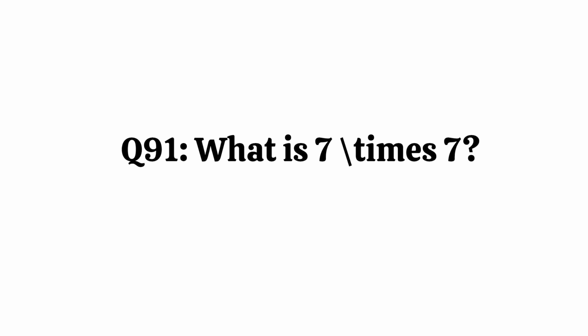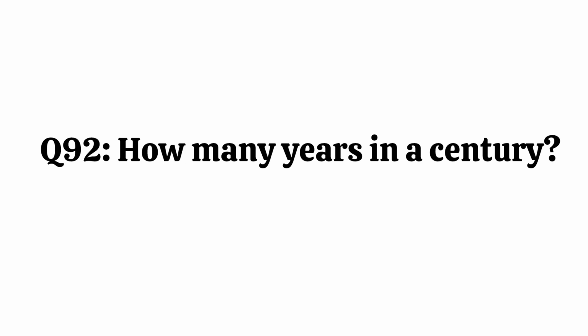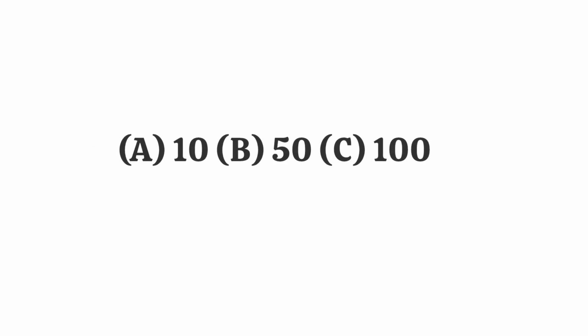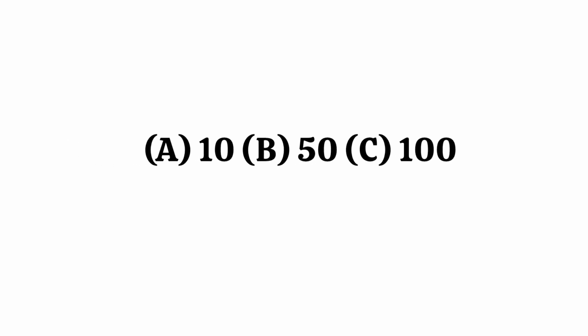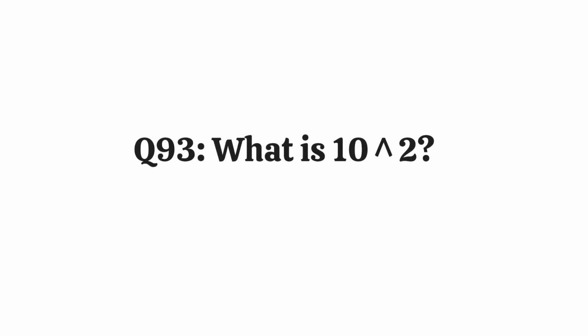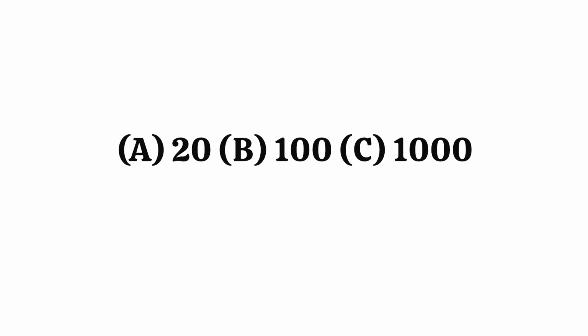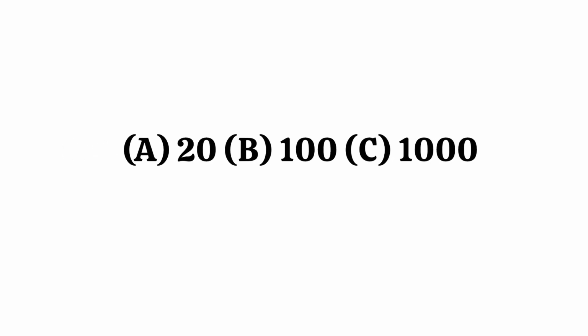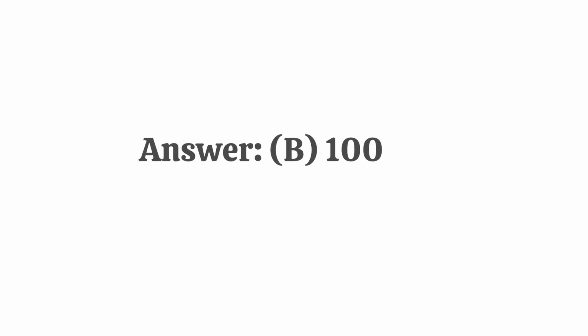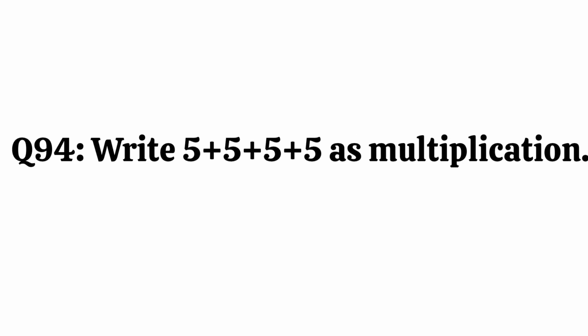Q91. What is 7 × 7? A. 42. B. 49. C. 1956. Answer. B. 49. Q92. How many years in a century? A. 10. B. 50. C. 100. Answer. C. 100. Q93. What is 10 squared? A. 20. B. 100. C. 1000. Answer. B. 100.